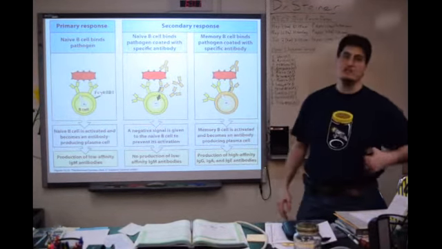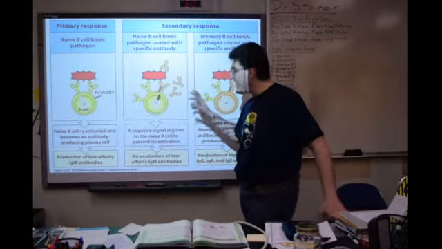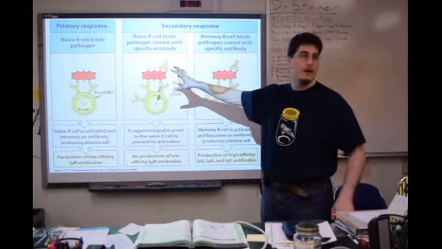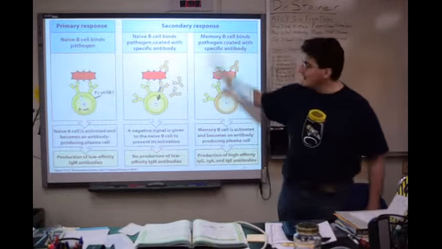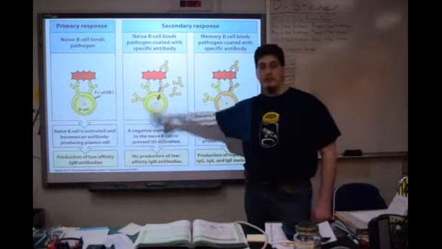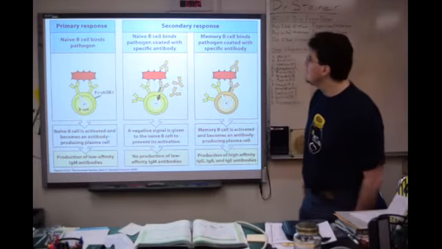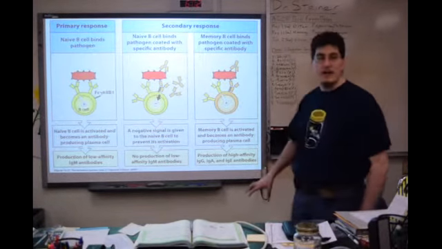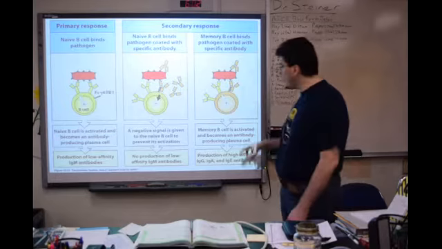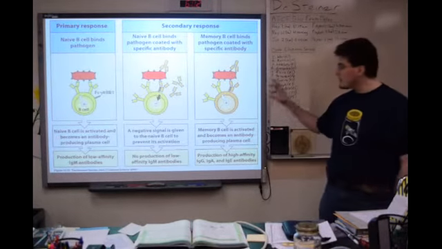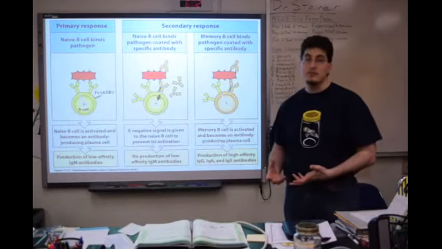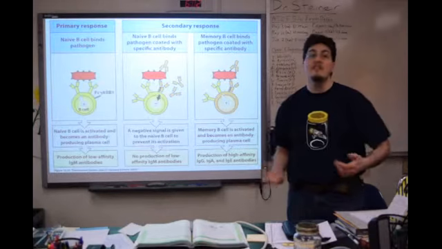If there is a secondary response, if antibodies are already present, an inhibitory signal will be sent to the B cell, telling it not to activate, and it will not produce IgM. But a memory B cell will ignore that signal. It will still be stimulated, and it will clone itself and differentiate into IgG producing plasma cells and more memory cells without needing T cell activation.